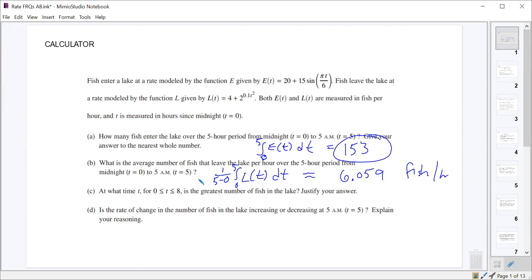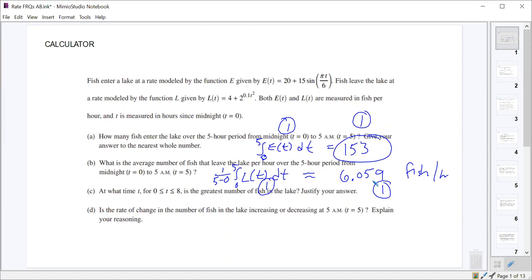All right, everybody's okay with A and B? Let's see here. Let me see how many points each of those were worth. The first one was worth 2 points. Yeah, they're both worth 2 points. One for the integral and one for the answer. Everybody good with that? Yeah.